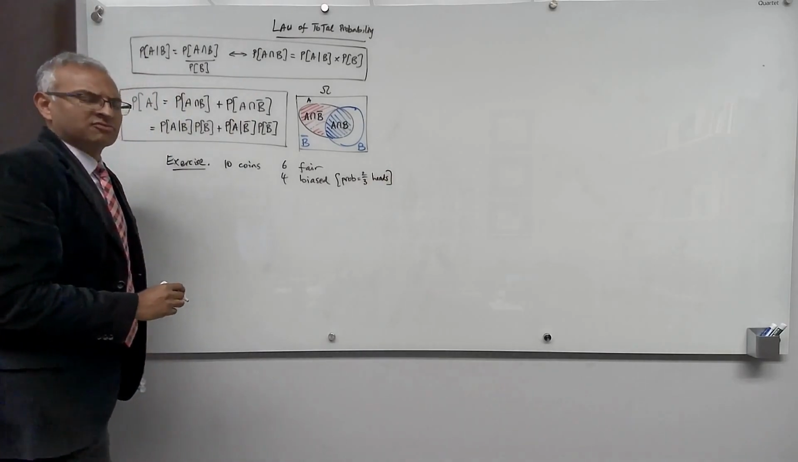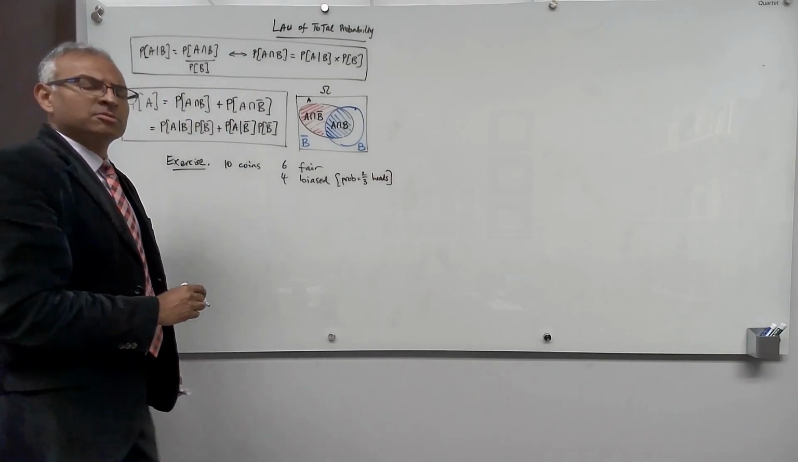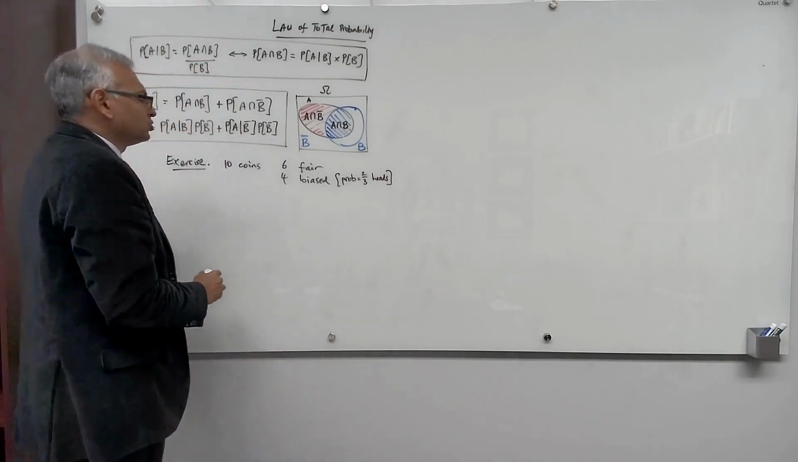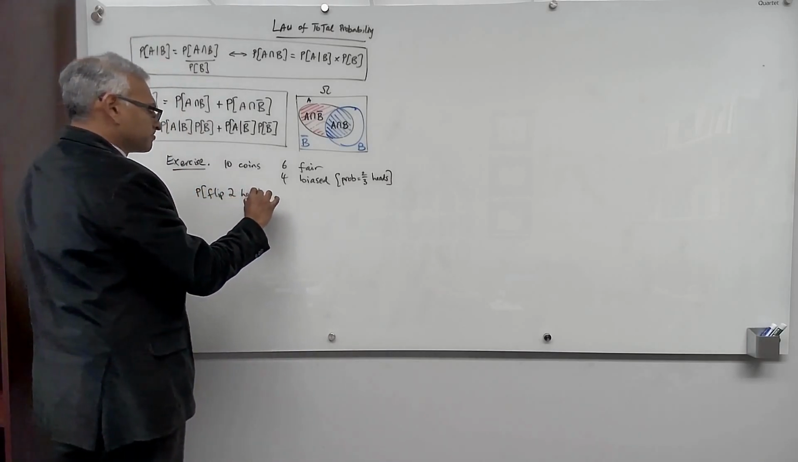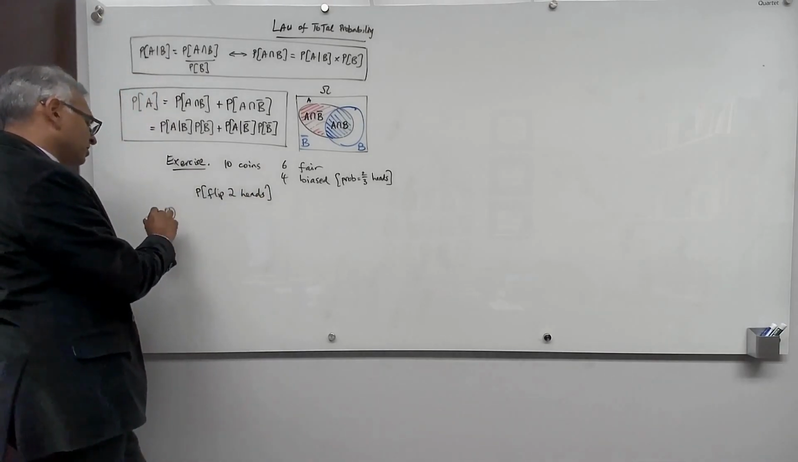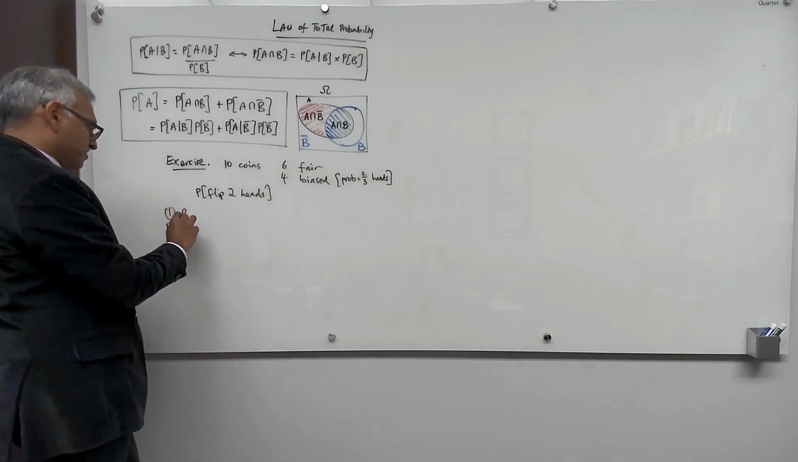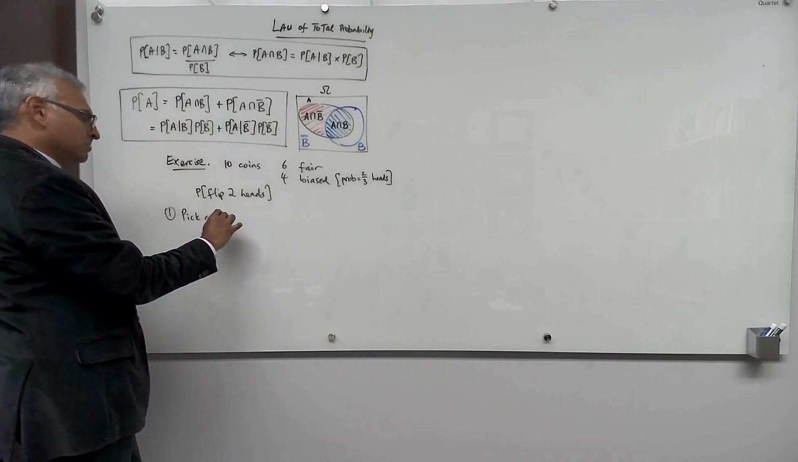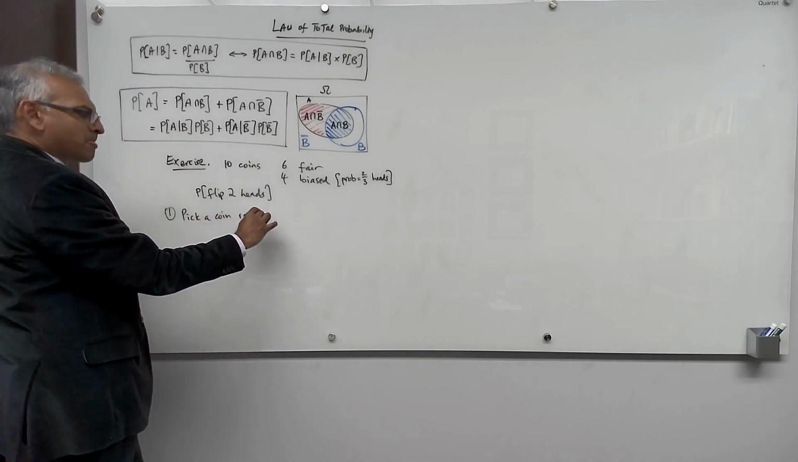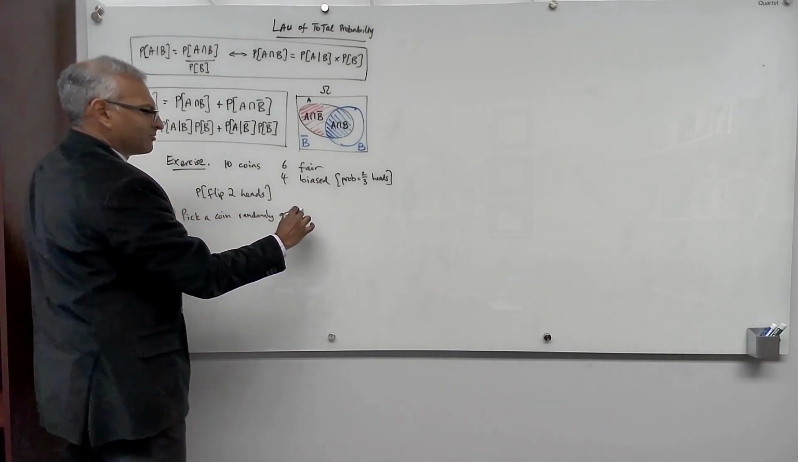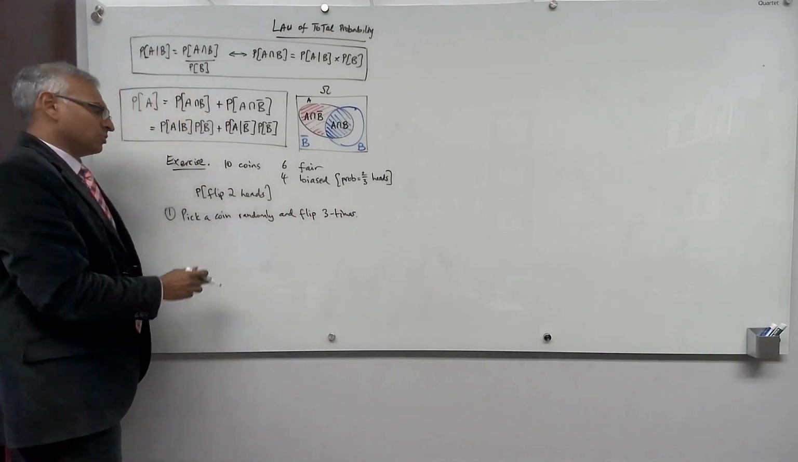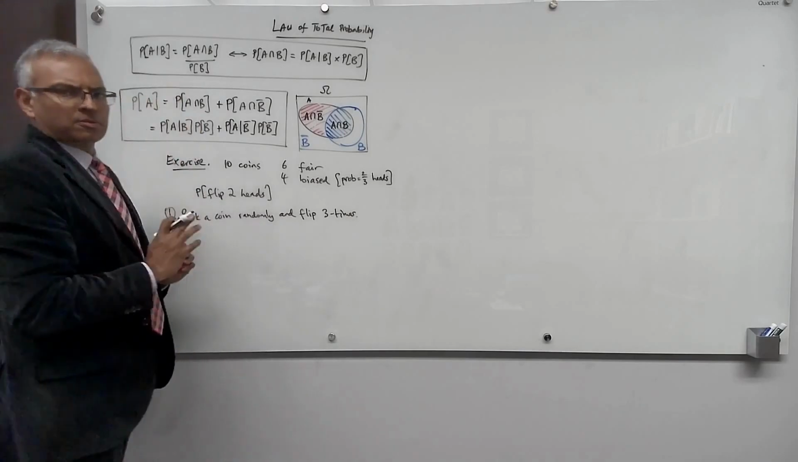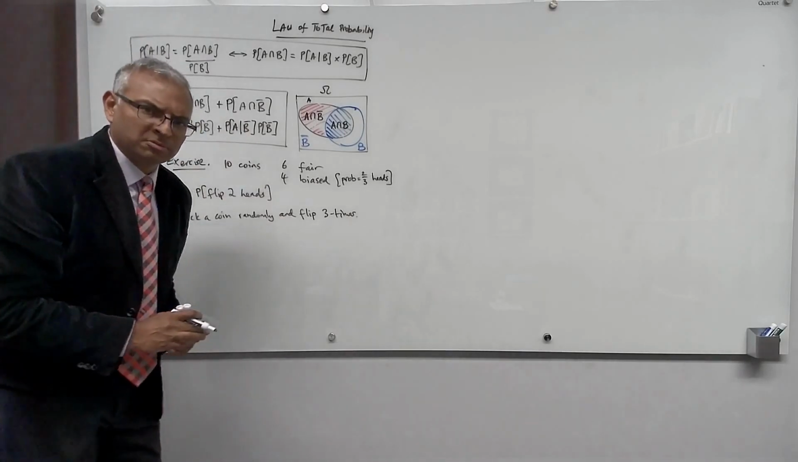Now consider the following 2 experiments, and we're interested in the probability to flip 2 heads. Here are the 2 experiments. The first experiment is you pick a coin randomly and flip 3 times. And now we want to know what are the chances you got 2 heads. Use the law of total probability to solve it.